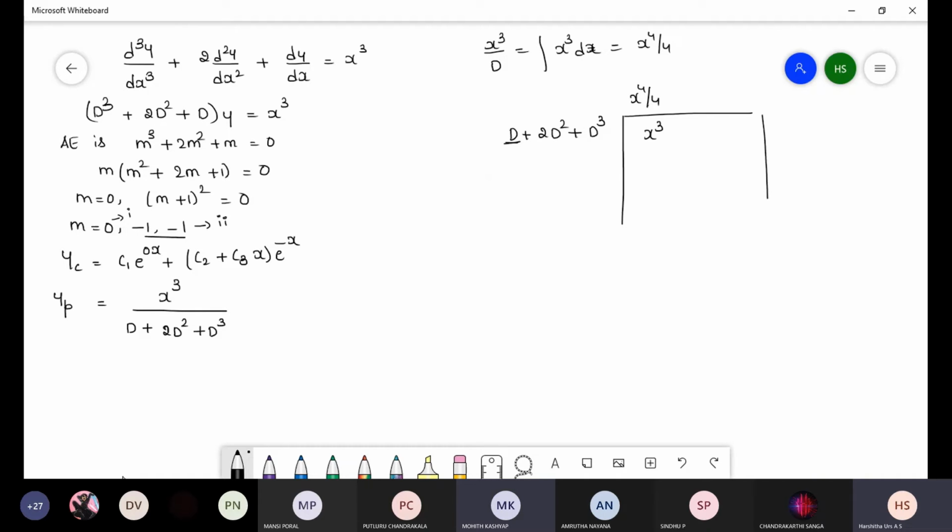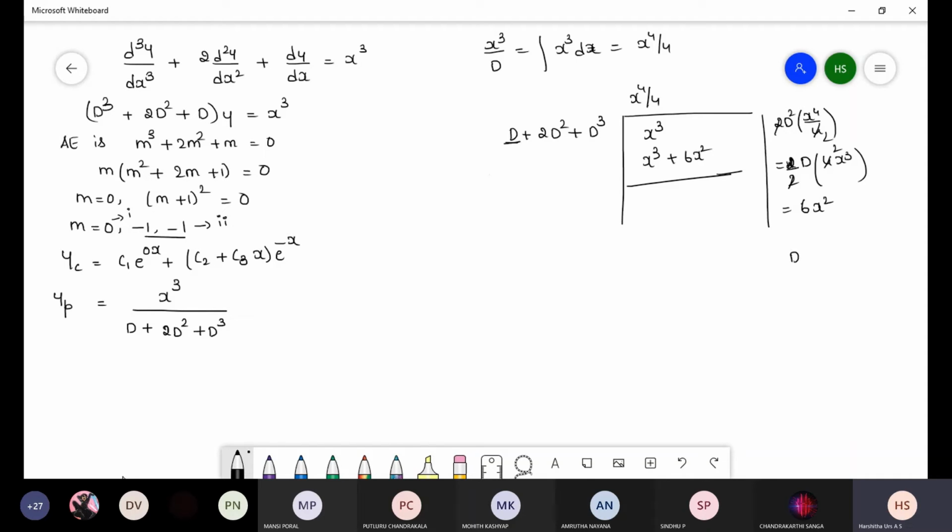Next, 2 into D square of x power 4 divided by 4. I split it: 2 ones are 2, 2 twos are 4, so I write this 1 by 2 outside. The first differentiation of x power 4 is 4x cube, so 2 ones are 2, 2 twos are 4. The second differentiation is 6x square. Here I write x cube first, then plus 6x square.